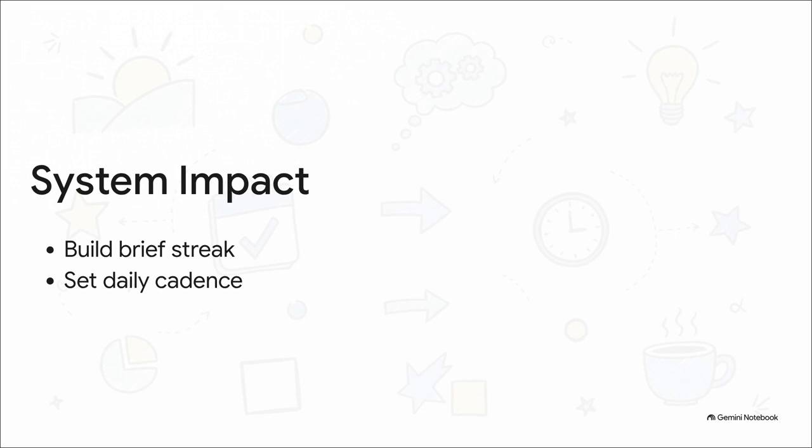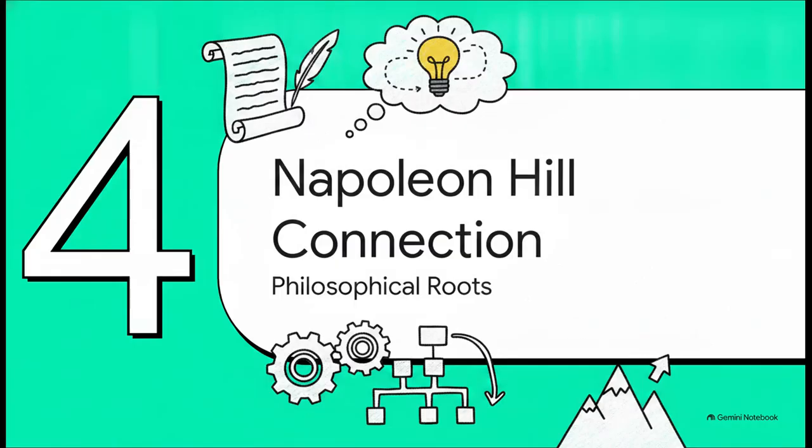To summarize the ongoing benefits here, doing this daily builds a briefing streak, which is great for keeping you motivated so you don't break the chain. But more importantly, it establishes a highly consistent daily operating cadence. In fact, during your initial onboarding, you set a specific recurring time for this briefing to happen. That creates a really powerful repeating rhythm that just anchors your entire routine. Next up, Section 4, the Napoleon Hill connection.